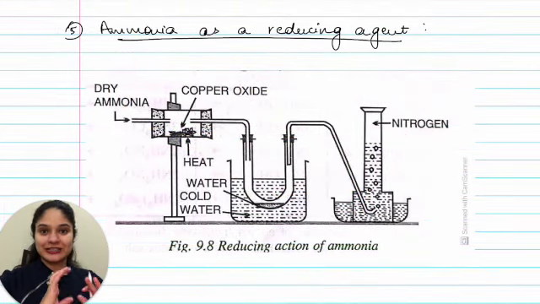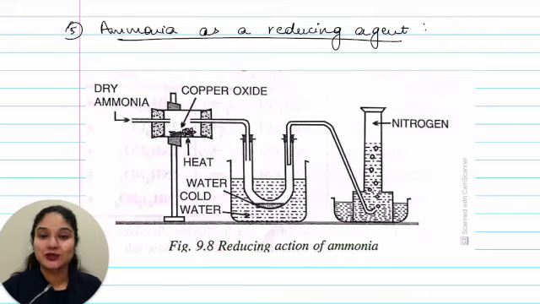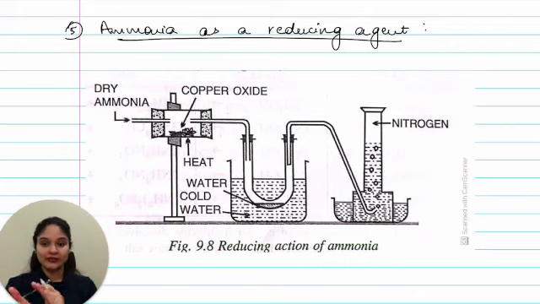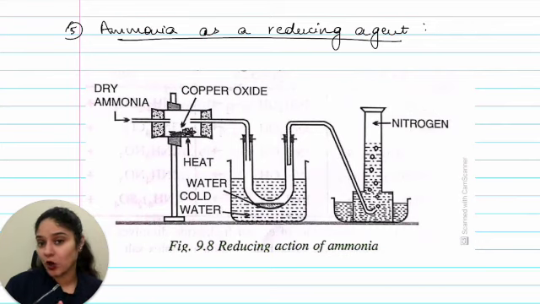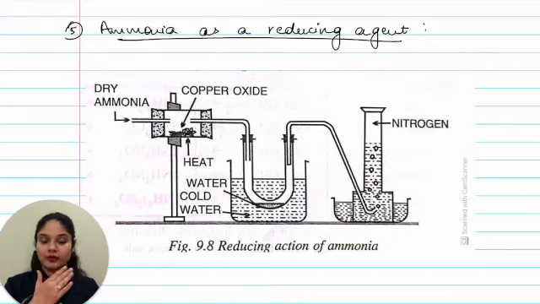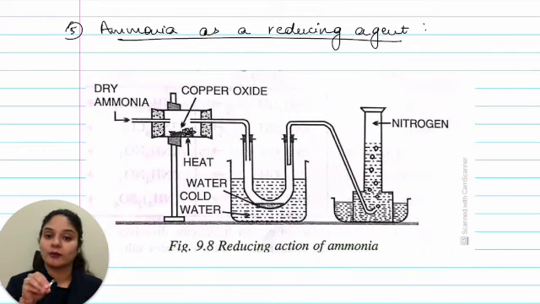Alright students, let's move on to the fifth point, that is ammonia as a reducing agent. What would ammonia do? If you have a metallic oxide, ammonia would react with the metallic oxide and give you the respective metal, water vapor and nitrogen gas. So this is the reducing action of ammonia.